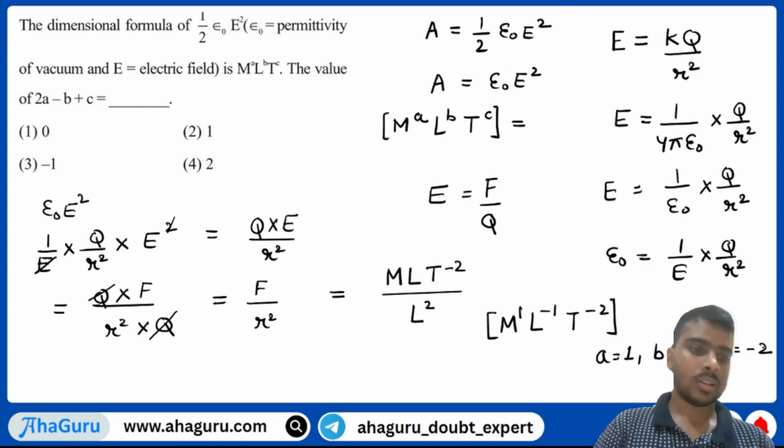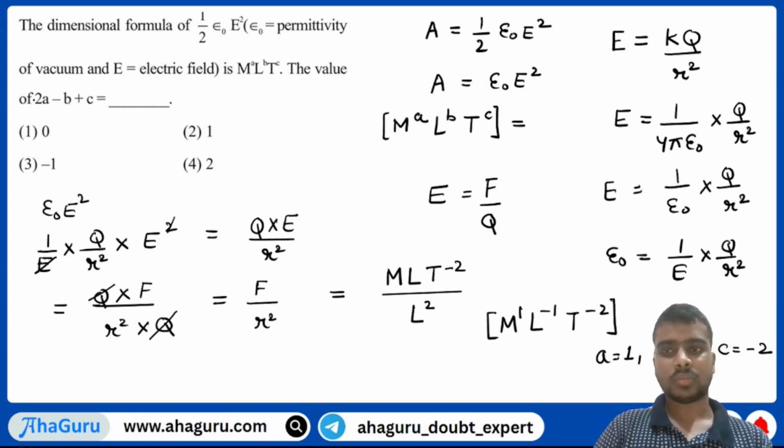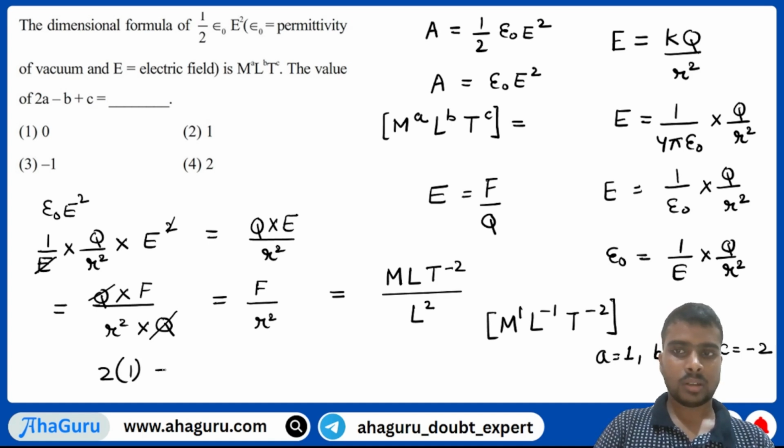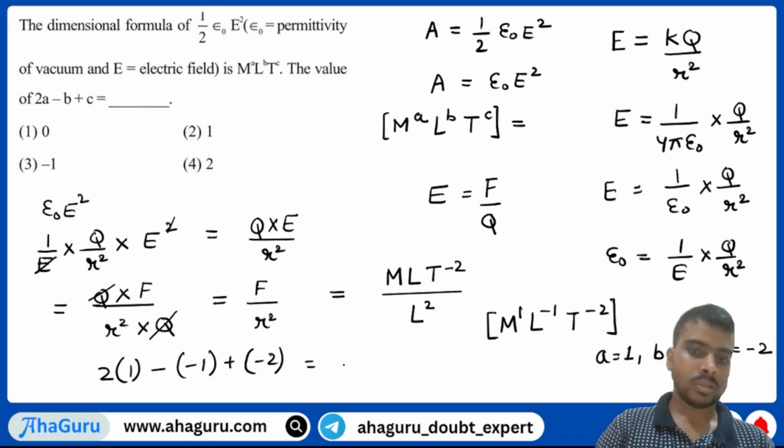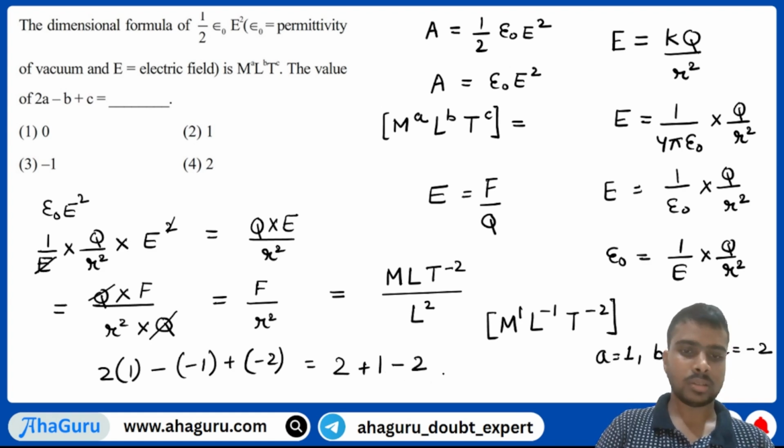Now, putting these values in this formula 2a minus b plus c to calculate the final answer, I will be getting 2 times 1 minus of minus 1 plus minus 2. That's equal to 2 plus 1 minus 2. So the answer is 1. So option 2 is the correct answer for this question.